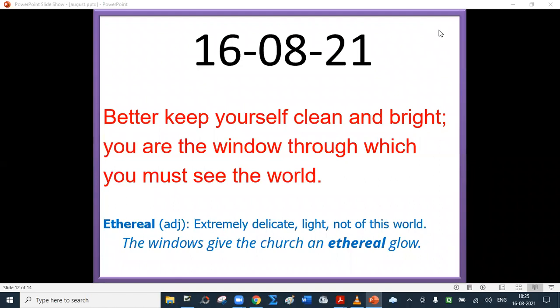Today's word is ethereal: extremely delicate, light, not of this world. In Marathi, you can say Swargiya. The windows give the church an ethereal glow.